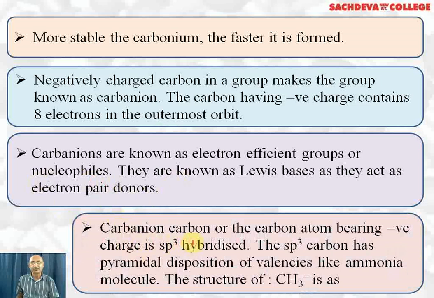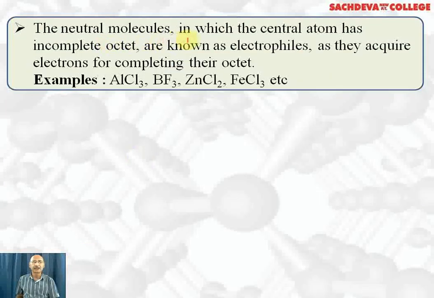Carbanion carbon, or carbon atom carrying negative charge, is sp3 hybridized, and the sp3 carbon has pyramidal shape or pyramidal disposition of valencies like ammonia molecule. The structure of CH3- is pyramidal. The neutral molecules in which the central atom has incomplete octet are known as electrophiles, as they acquire electrons for completing their octet. AlCl3, BF3, ZnCl2, FeCl3 are electron deficient because their octet is not complete.